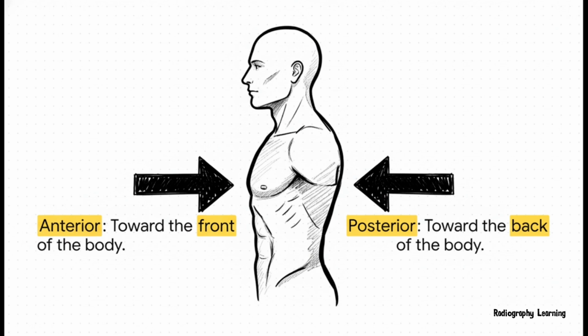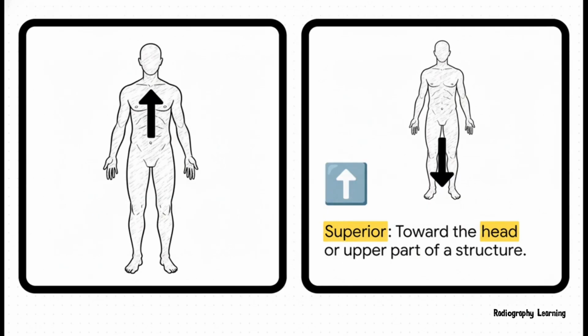It's that simple. Your kneecaps are on the anterior side of your leg, your shoulder blades are on the posterior side of your body. It's like the front bumper and the back bumper of a car. Next, we need our up and down. That's where superior and inferior come in. Superior means toward the head, and inferior means away from the head, or toward the feet. So, your nose is superior to your mouth, and your stomach is inferior to your heart. It's just a simple vertical line.